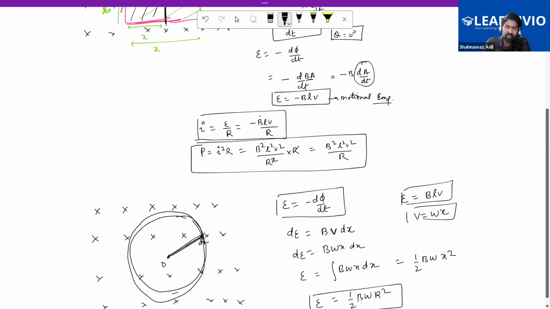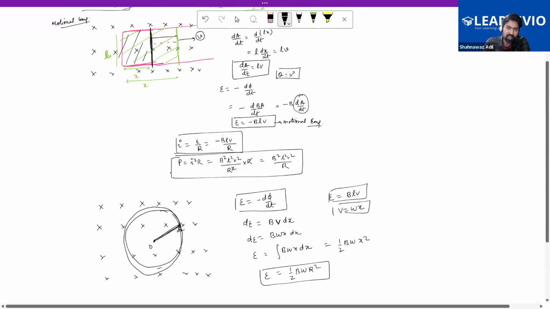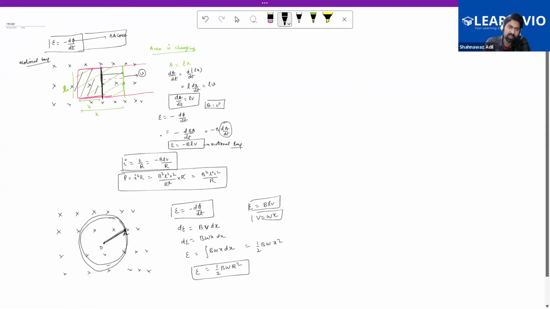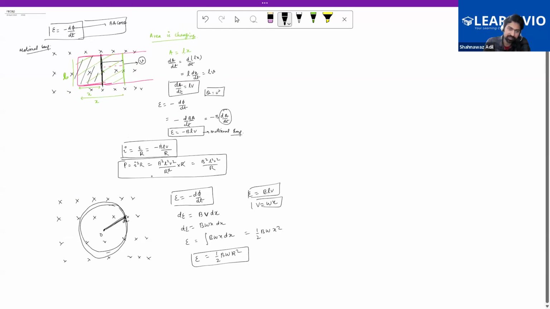And yeah, we'll talk about the AC generator at some point later. But now we'll talk about inductance. So just note down this part, and then we'll talk about inductance. Quickly note down this.